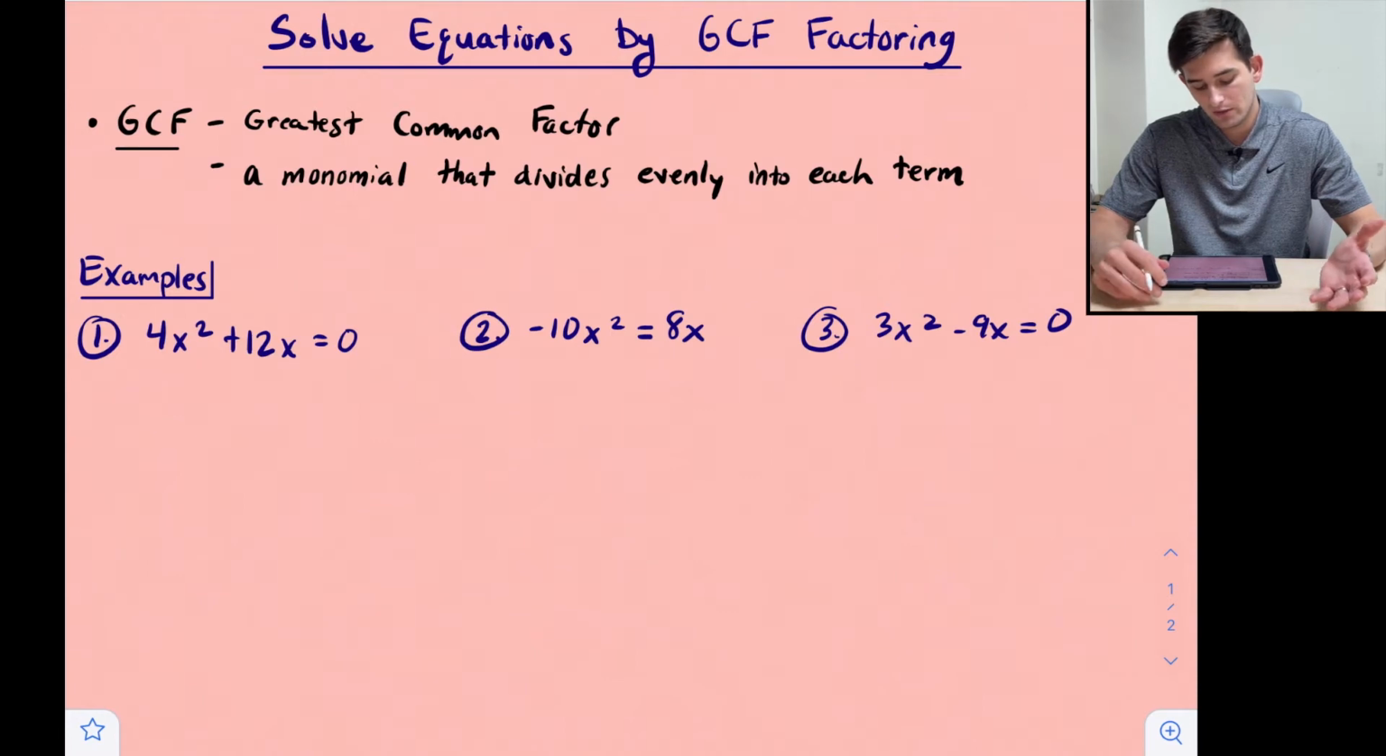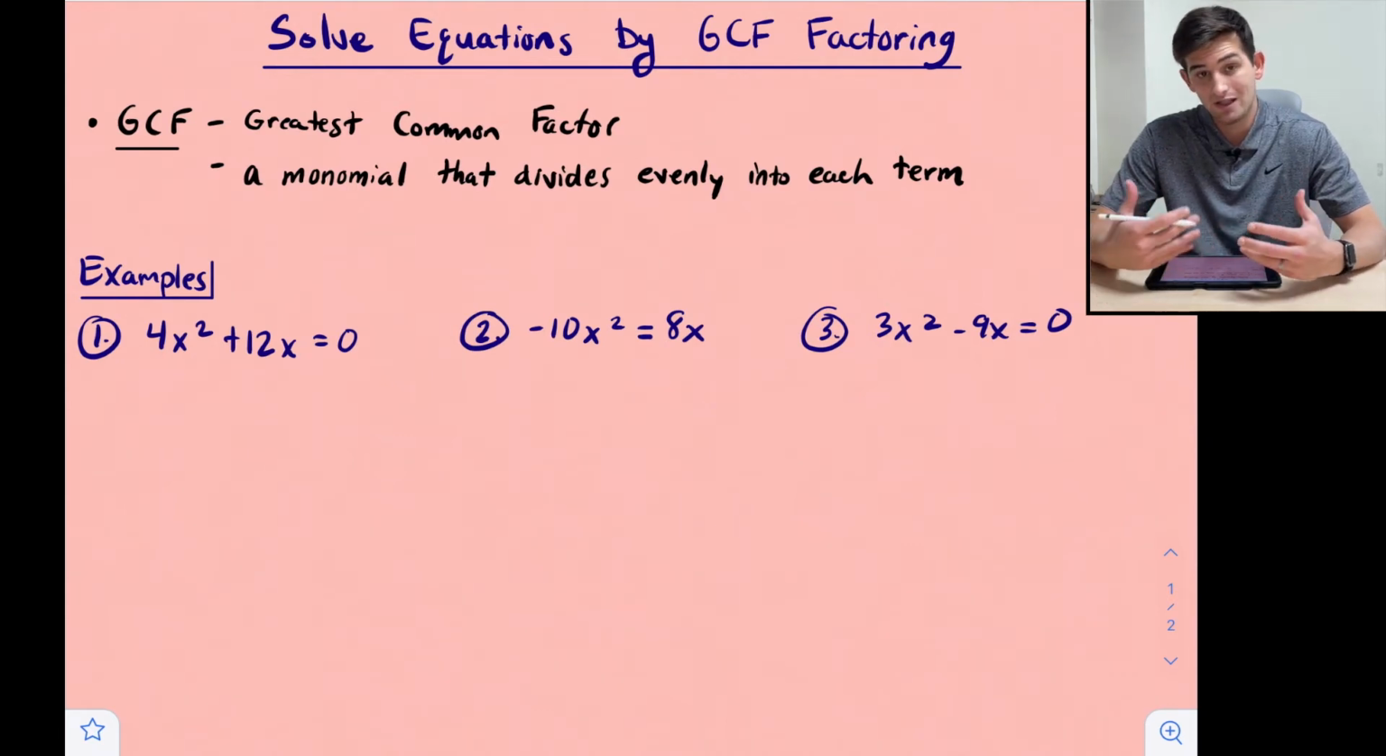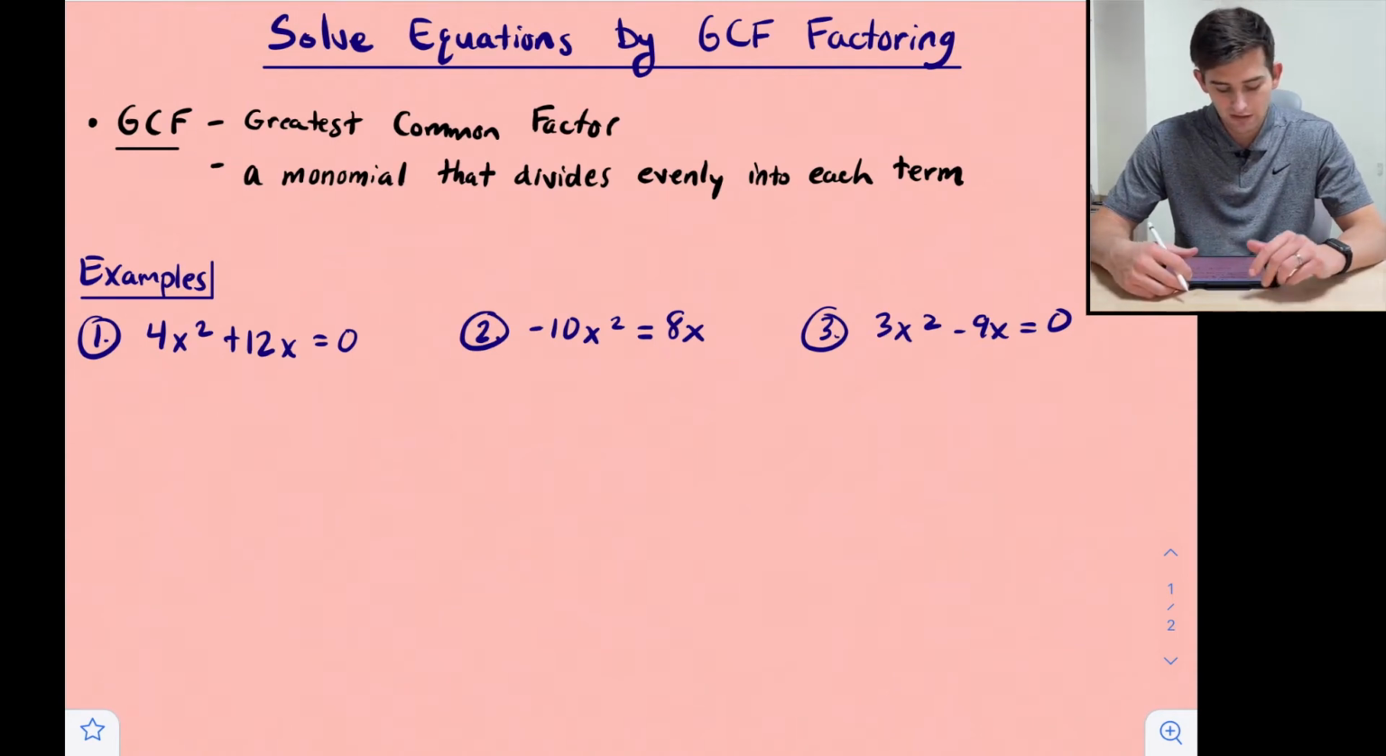term. So also remember, since we're solving polynomial equations, we can use the zero product property to help us solve these. So we want to make sure each of these equations is equal to 0, and then we can factor using the GCF. So example number 1, we have 4x squared plus 12x equals 0. So it's equal to 0, so let's go ahead and factor out.